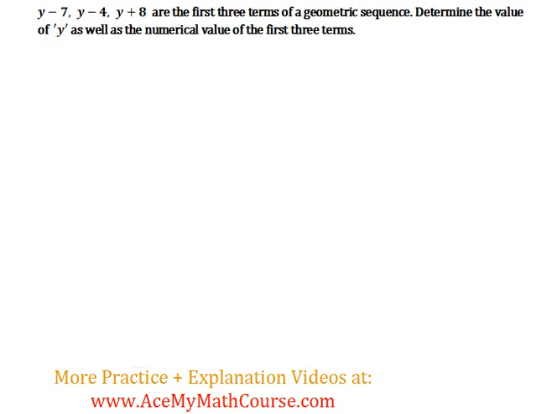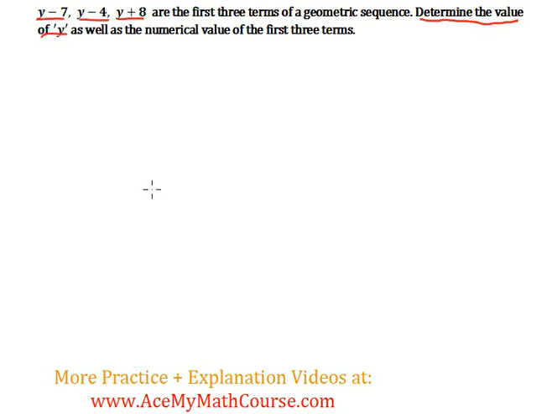Here we have an intermediate geometric sequences problem. We know that y minus 7, y minus 4, and y plus 8 are the first three terms of a geometric sequence. The question is, determine the value of y as well as the numerical value of the first three terms. So how can we find out what y is?